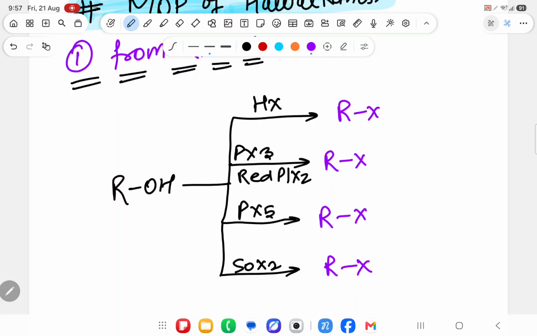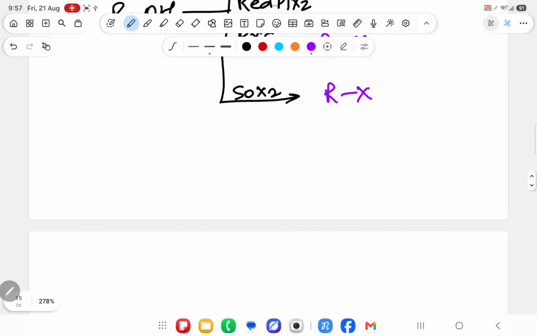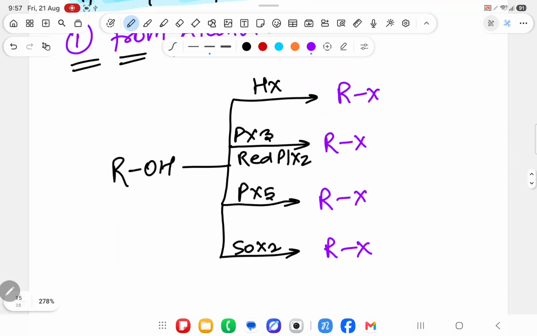Any problem? Now, what basically happens is that they are all giving alkyl halide. So see over here, what happens whenever you do a reaction with alcohol. I have first written one reaction, so you will understand what I am trying to dictate.